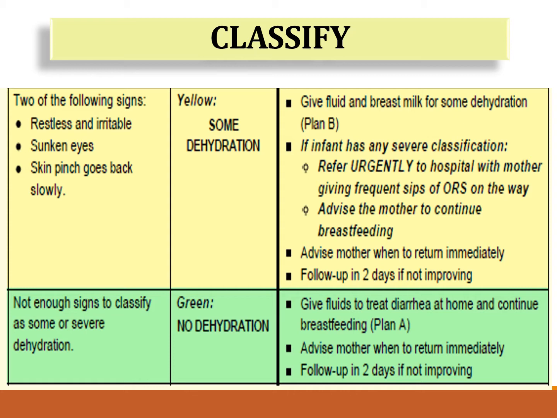Not enough signs to classify as some or severe dehydration, then you classify it in the green row as no dehydration. Just give fluids to treat diarrhea at home and continue breastfeeding as in treatment plan A. Advise the mother when to return immediately. Follow up in 2 days if not improving.